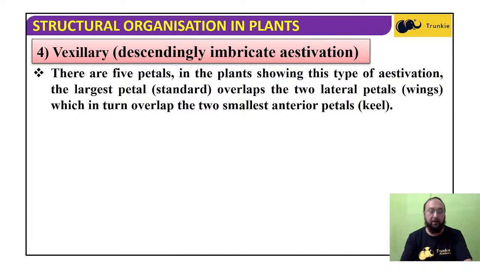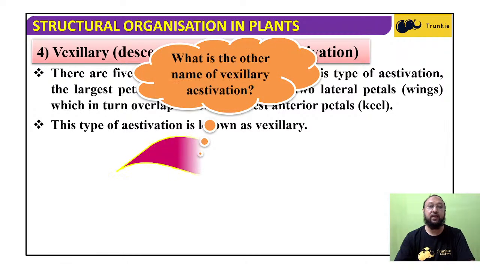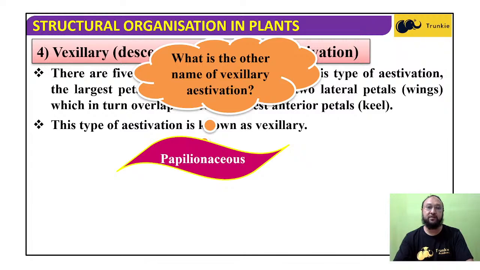In some plants it's found, and this is called vexillary estivation, and this is found in plants with 5 petals. There are some plants with 2 petals, or 3 petals, or 7 petals, but this is found in flowers of 5 petals. Okay, example is the pea plant. Estivation is vexillary, papilionaceous. What is the other name of vexillary estivation? It is the papilionaceous. Okay, it is also called papilionaceous estivation.